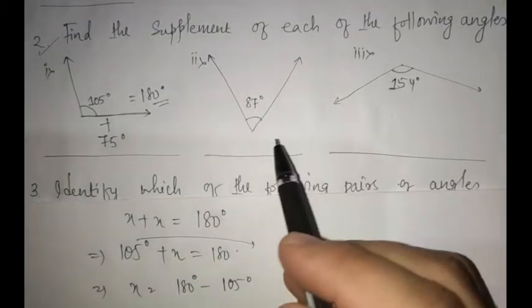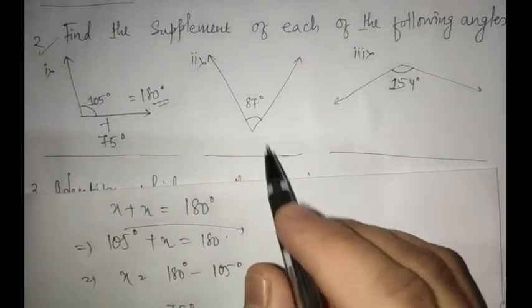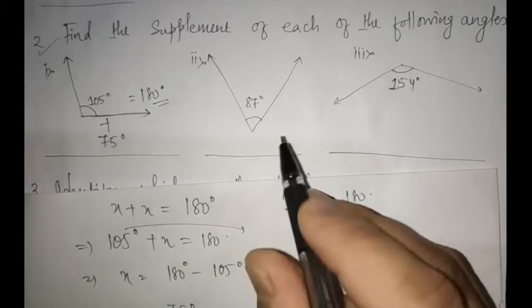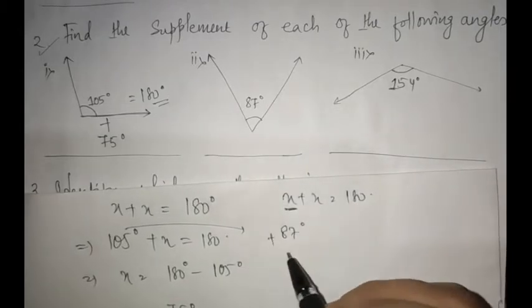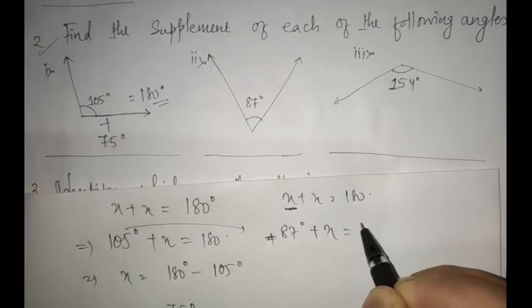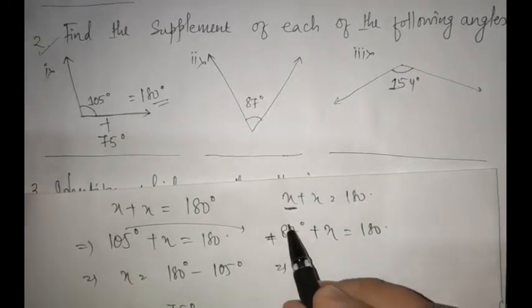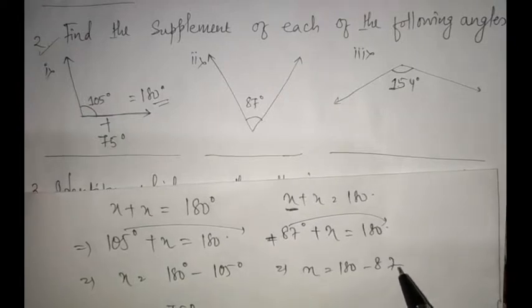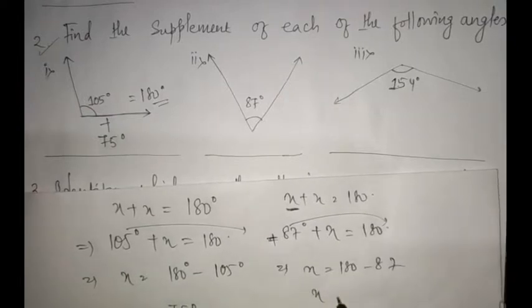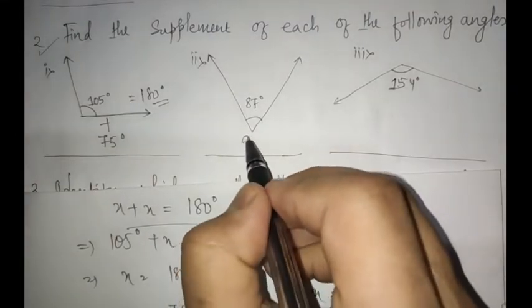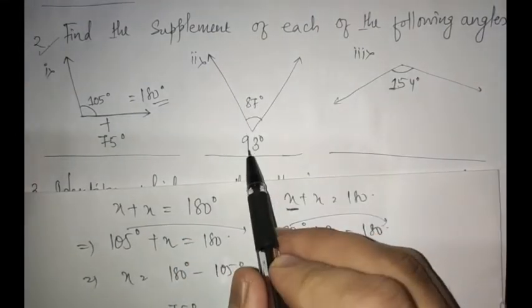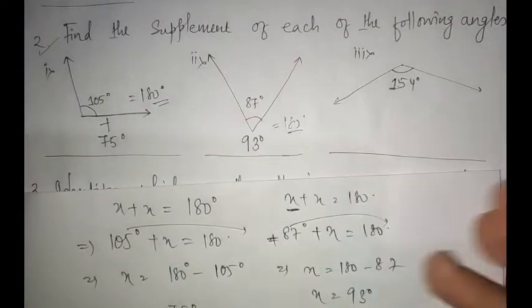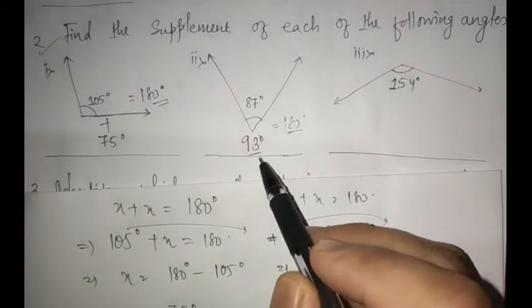Alright, similarly, what is the supplement of 87? So x plus 87 is equal to 180 degrees. One angle is known, that is 87 degrees, plus x, which we don't know, we have to find that. So 87 will come here and it will make 180 minus 87. The answer is 93 degrees, isn't it? So the supplement of 87 is 93, which results in 180 degrees. That will make a supplementary angle, and also you are going to get the supplement of 87 degrees.